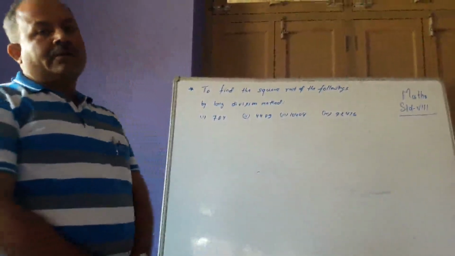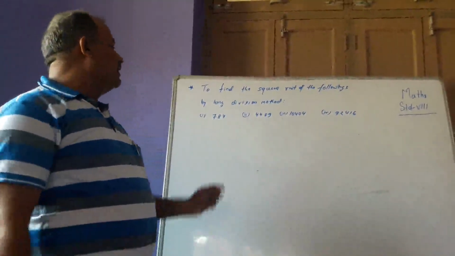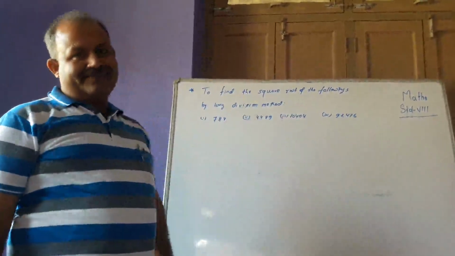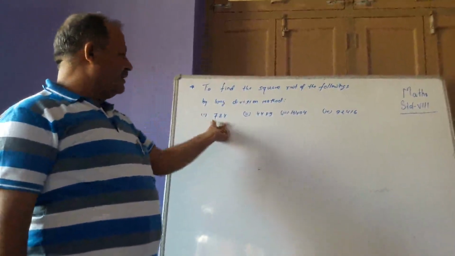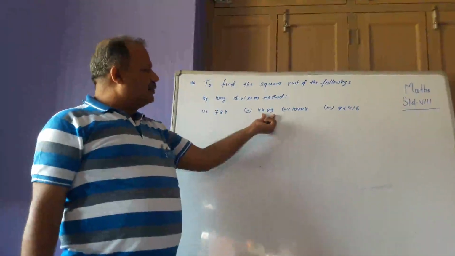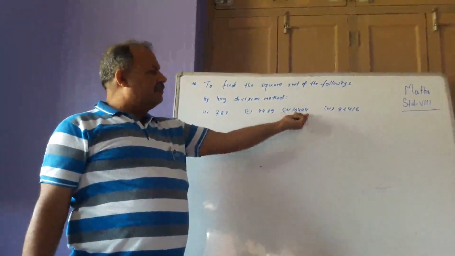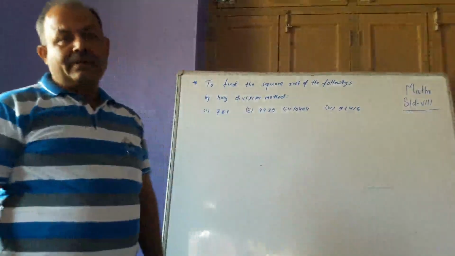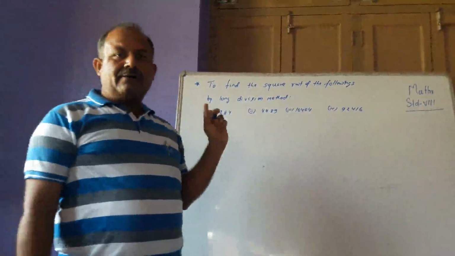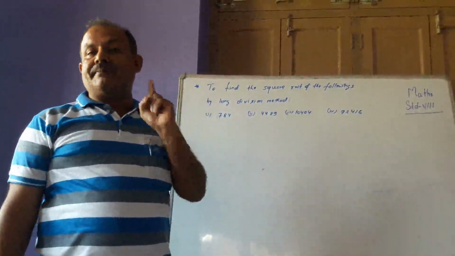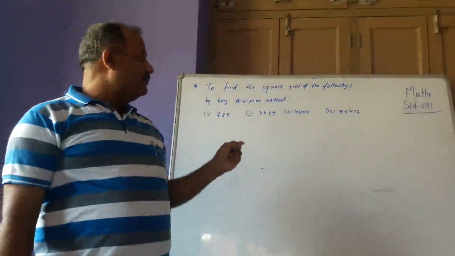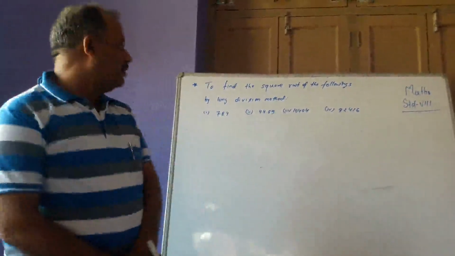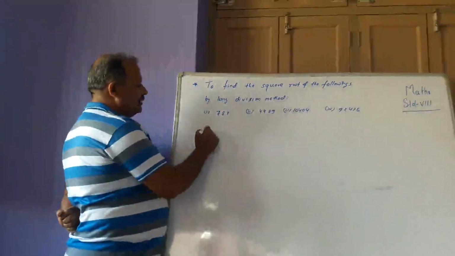Now we have to find the square root of these numbers by the long division method. The numbers are 784, 4489, 10404 and 92416. Previously you have learned how to find the square root using the prime factorization method, and this is how to find the square root by the long division method. Let us start with the first one.